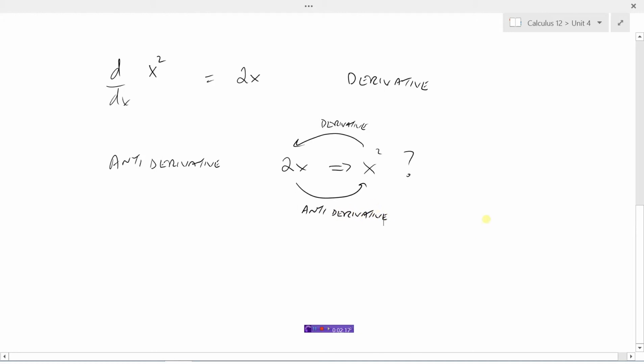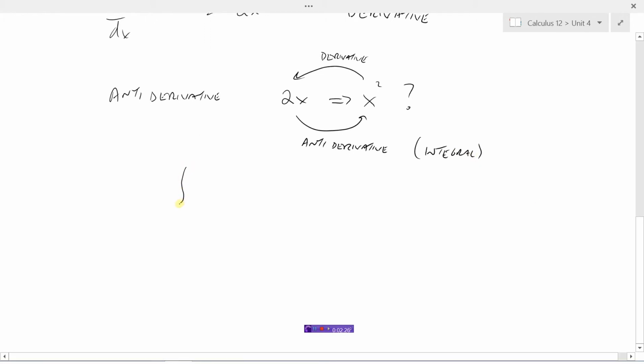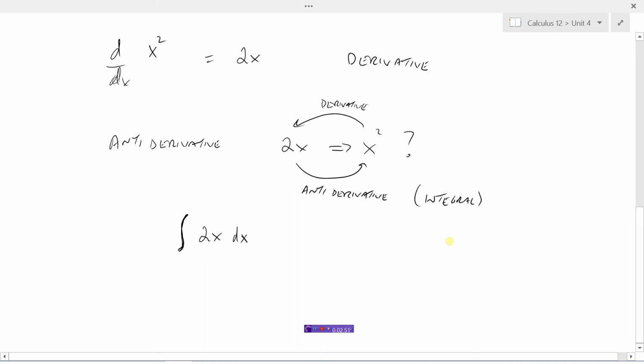Now another word for antiderivative is the integral or integration. And how we would express this is usually with kind of a stretched S shape, an integral symbol like this. So we would say the integral of 2x, and then after that, we need to let people know what the variable is that we're integrating with respect to. So just like when we're taking the derivative, we would have the derivative of something, and then down here we usually have with respect to x. Same thing with the integral.